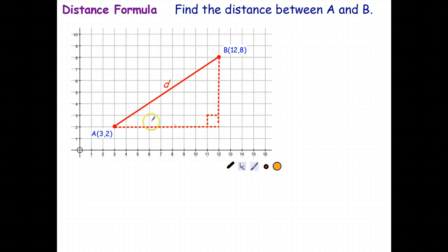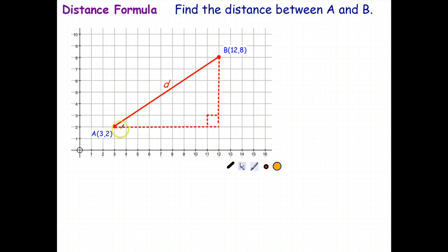Now there's a couple of ways I can do this. I could just count the squares. 1, 2, 3, 4, 5, 6, 7, 8, 9. So therefore the length of that side is 9. But a better way to do it is to look at the x-coordinates, because that distance there is 3. That distance there is 12. That's what the x-coordinate tells us.